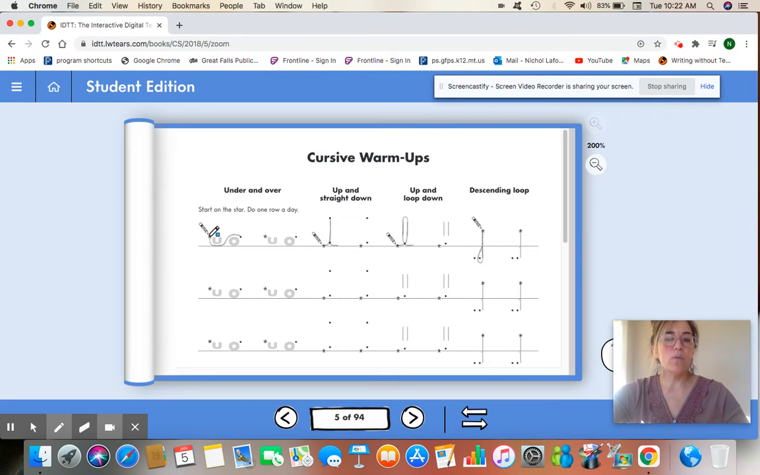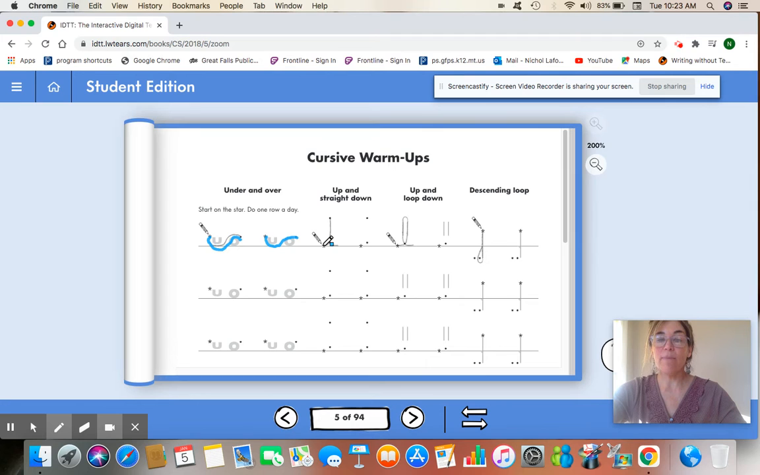So here we go. The U, we're going to go under the U, for under. Then we're going to go over the O. All right, Mrs. Rooney did okay. I'm going to try again. We get a second chance. Start at the star. We're going to go under the U, and over the O. There we go. All right.